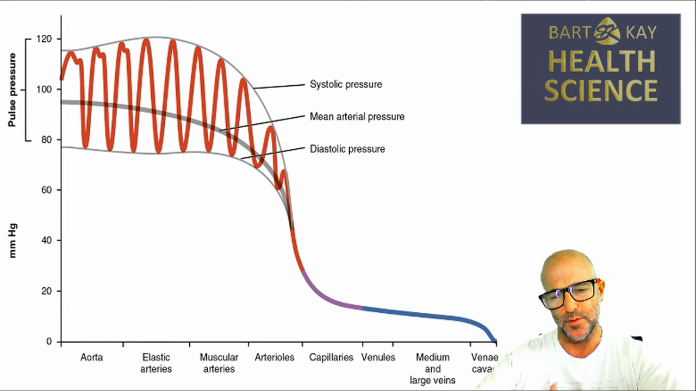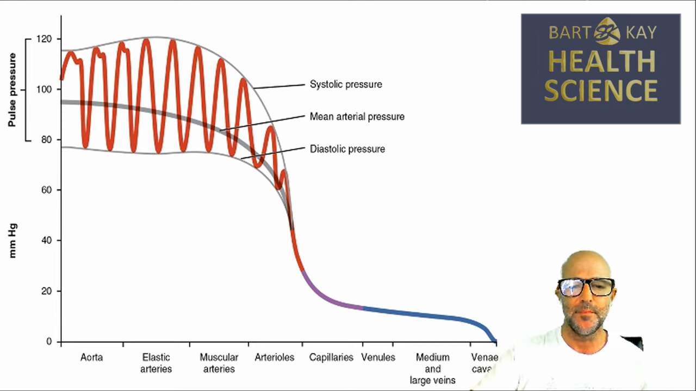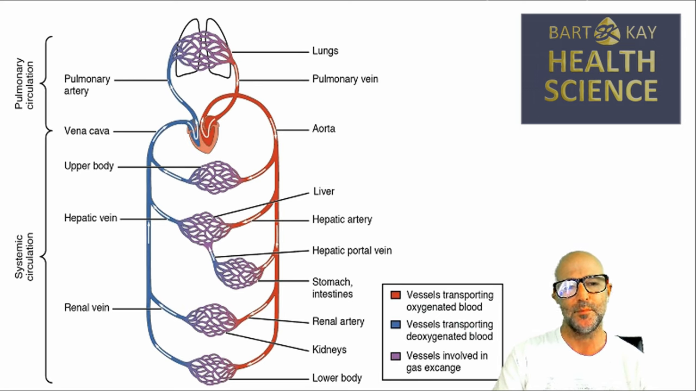And then obviously you've got capillaries where gas exchange takes place. And then you've got the venules, medium and large veins, and the very largest of the veins on the other side, the vena cava. And what you'll see obviously is the pressure goes down, down and down the further along this vascular tree you go. So there's the first very clear indication as to why the damage is occurring on the arterial side and not the venous side.